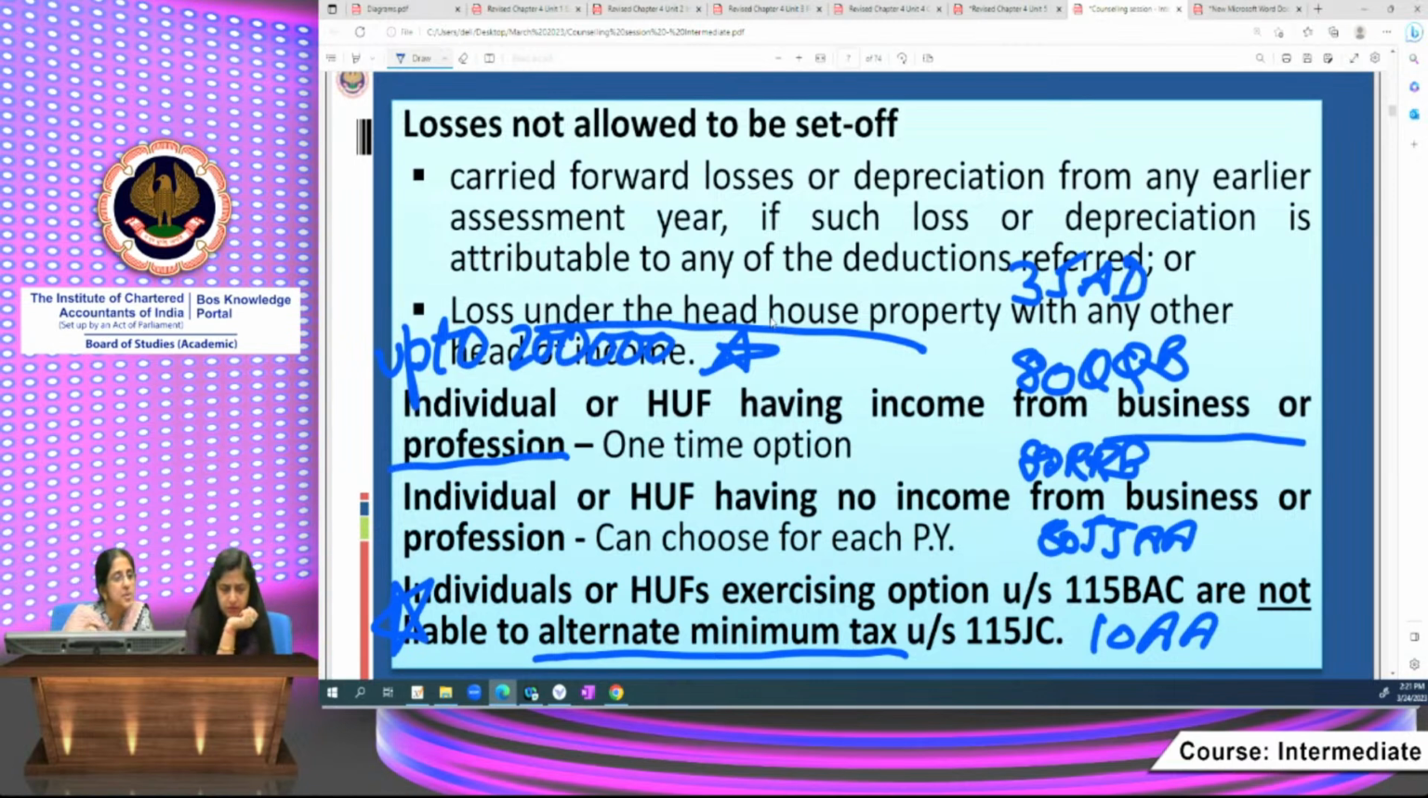Some questions we can take up. I hope it's clear now, audio, video. Jyoti, just tell us, is it clear now?